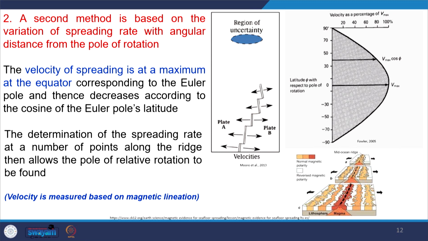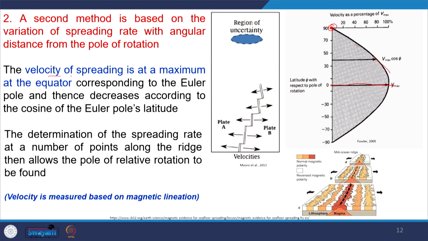The next one is relative velocity measurement, and we know the relative velocity increases from the Euler's pole to the Euler's equator. For example, this is the Euler's pole position, this is 90 degrees, and this is the Euler's equator. So the maximum velocity will be here and the minimum velocity will be here. If we can measure the relative velocity along these plate boundaries, we can find where the minimum or zero velocity is. That is the position of the Euler's pole for this particular plate.